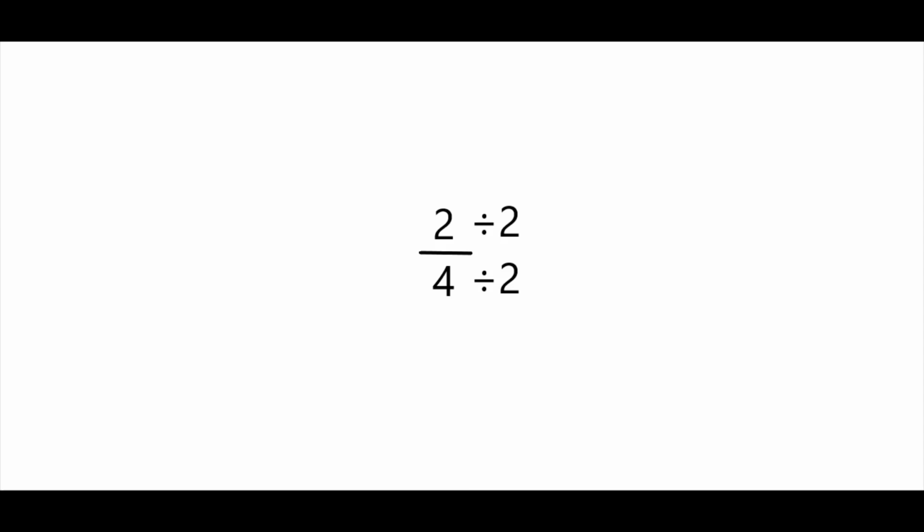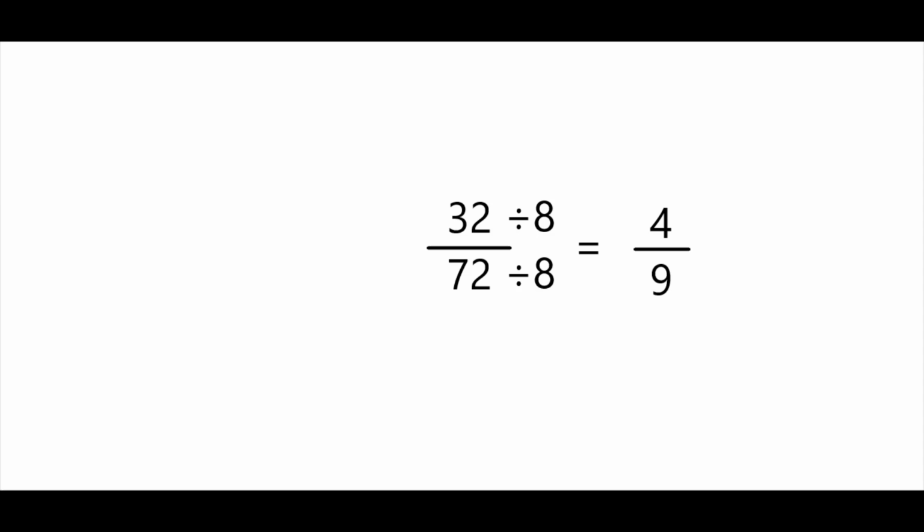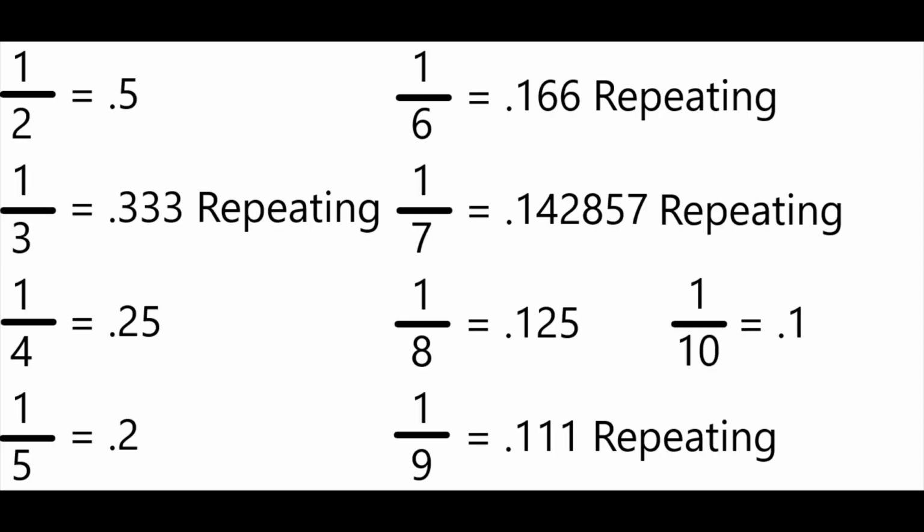A more complex example of this might be 32 over 72. We could see that both 32 and 72, if we know our multiplication tables, are divisible by 8. So if we divide both of them by 8, we get 4/9. This means that 32 over 72 is the same thing as 4/9. Those numbers are equal to each other. And if we remember from the fraction table that we showed at the end of the previous video, you would know that 1/9 is 0.1 repeated. So 4/9 would be 0.4 repeated.